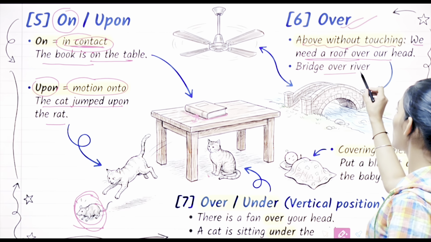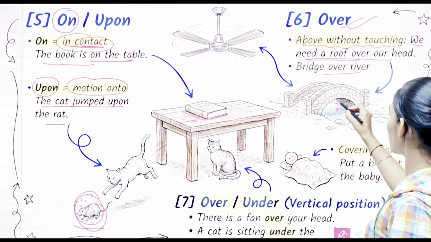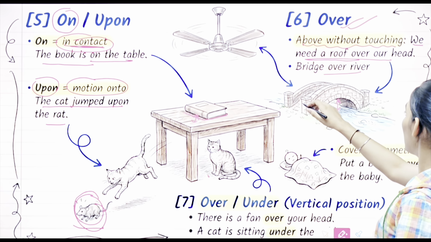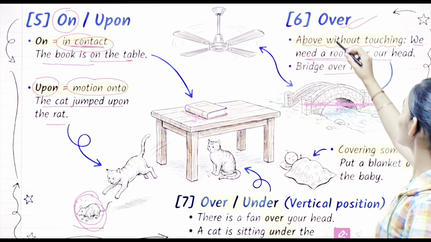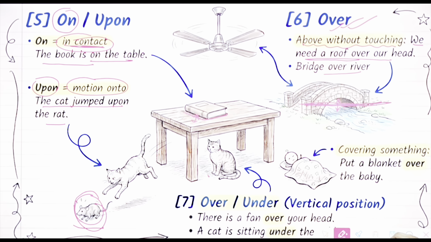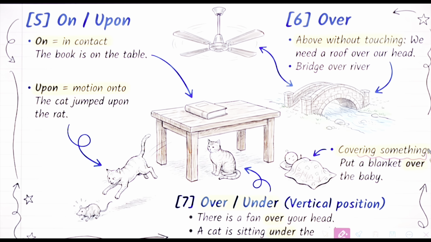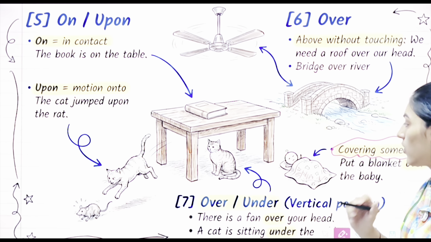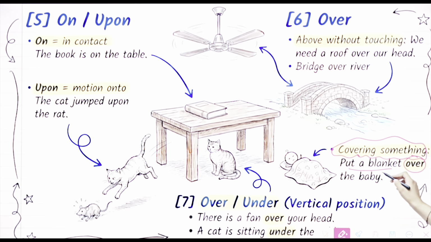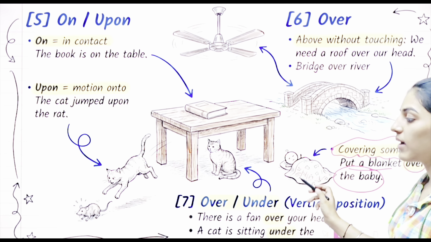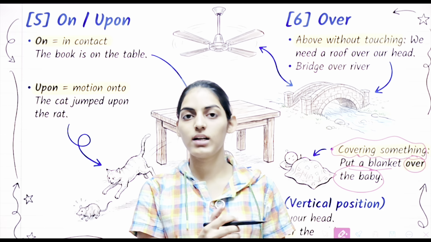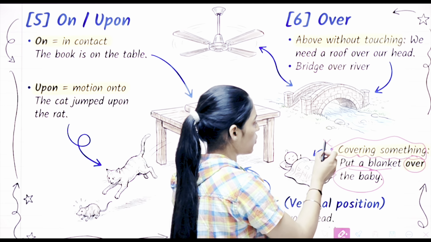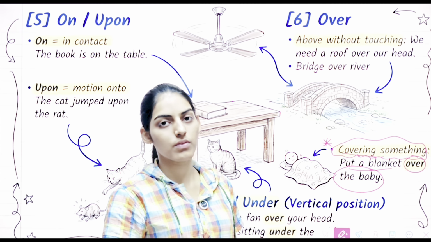One more example we have is bridge over the river. So river and bridge, they both are having some distance between them. So we will use over, not on. All right. Then we have covering something. Whenever we are covering something, we will use over, not on. For example, put a blanket over the baby. So many of you are going to say the blanket is in contact, but here as I told you, covering something, with that we will use over.